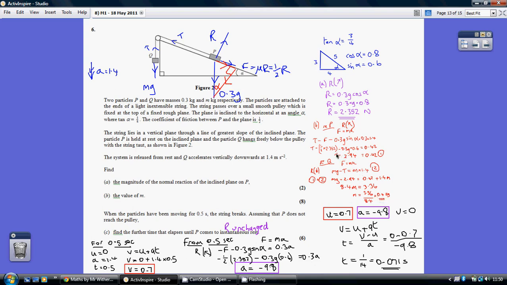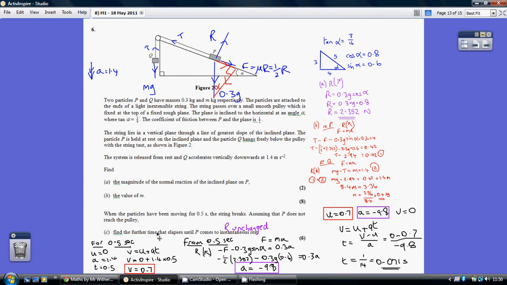Equally, I could have made T the subject here, worked out T, and then substituted that into this equation here. But either way, from our two initial equations here, however you've done it, you can work out the mass to be 0.4 kilograms.